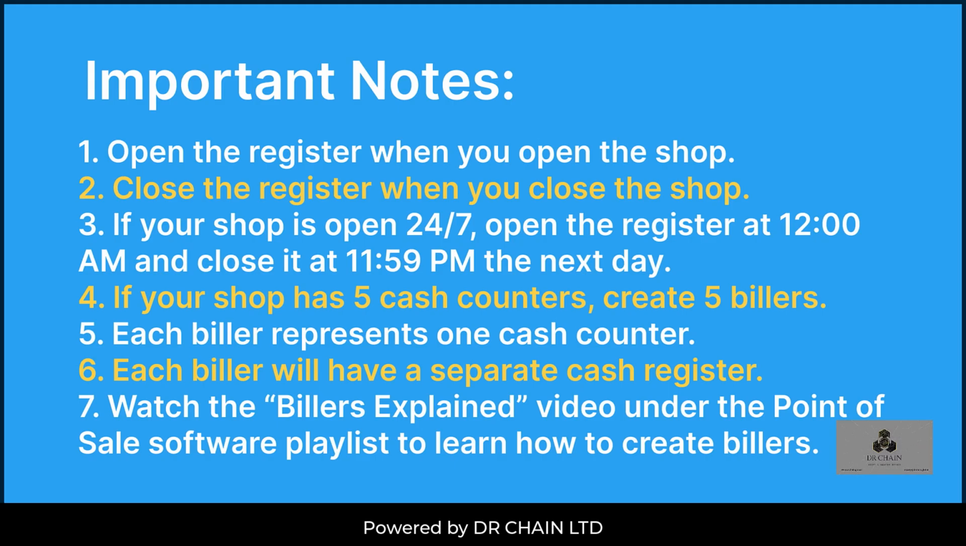Here are some important notes from this video. 1. Open the register when you open the shop. 2. Close the register when you close the shop. 3. If your shop is open 24/7, open the register at 12 a.m. and close it at 11:59 p.m. the next day. 4. If your shop has 5 cash counters, create 5 billers. 5. Each biller represents 1 cash counter. 6. Each biller will have a separate cash register. 7. Watch the Billers Explained video under the Point of Sale software playlist to learn how to create billers.